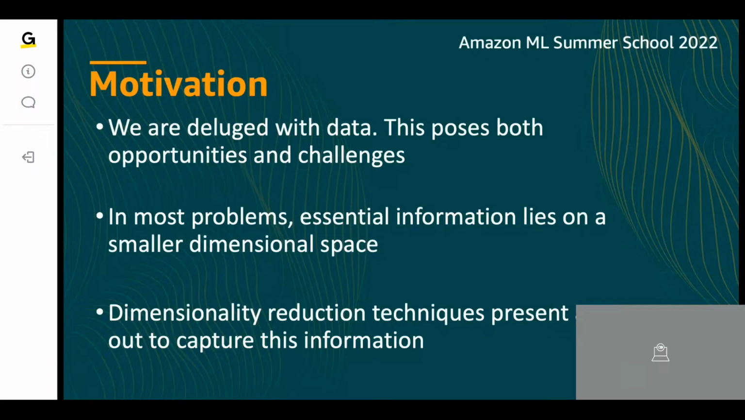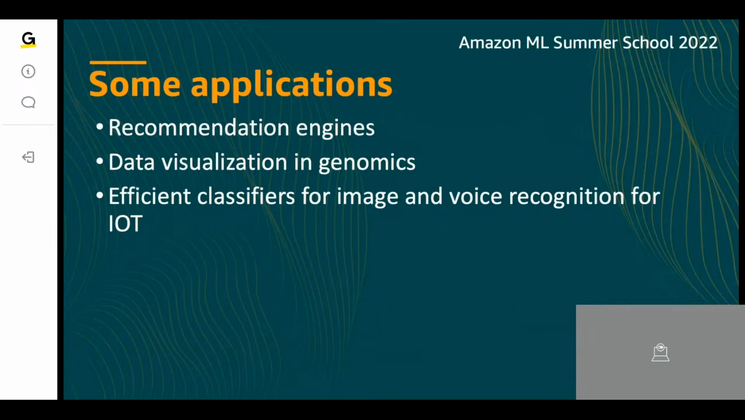So dimensionality reduction techniques essentially present us with a way of capturing information from this large data set as such. That's just a recapitulation of what we have learned till now, right? Some of the applications of dimensionality reduction: for example, there are recommendation engines that benefit from this.